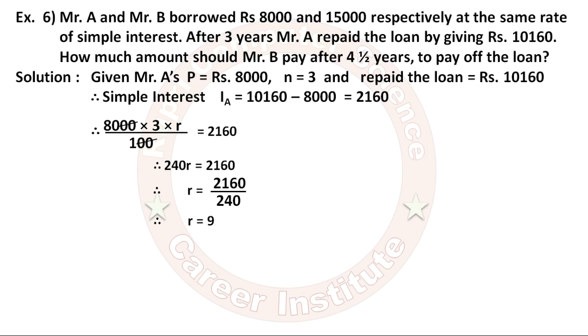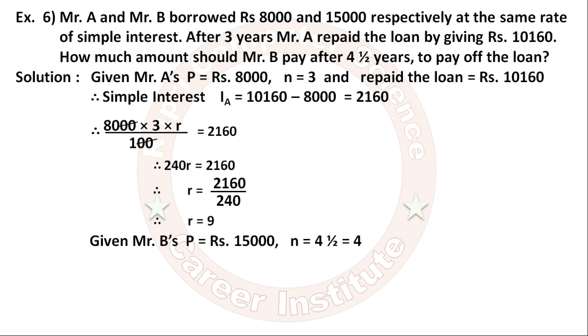And it is given that the same rate of simple interest applies to both, right? In the first statement in the question, same rate of simple interest. Therefore, I put here, given Mr. B's principal is equal to rupees 15,000, n is equal to 4.5 years, and R is equal to 9, right?